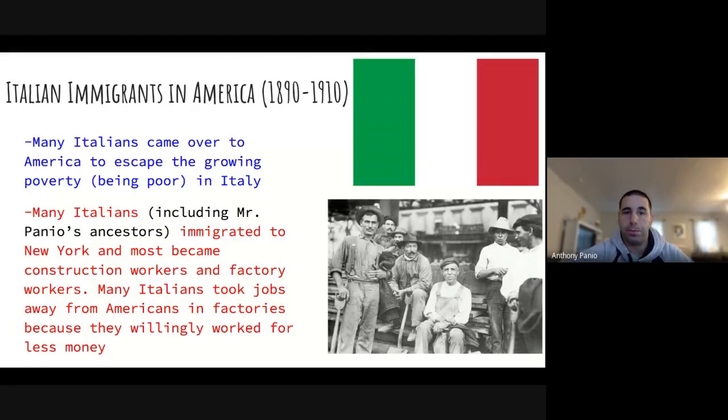Okay, so as you could tell, very different from the Irish, Italians weren't starving. There's plenty of food in Italy. They didn't have a problem with starving. They had a separate problem in their own country. A lot of people in Italy were very poor. The poverty rates in Italy in the late 1800s were very, very high. People coming from Italy often came very, very poor.